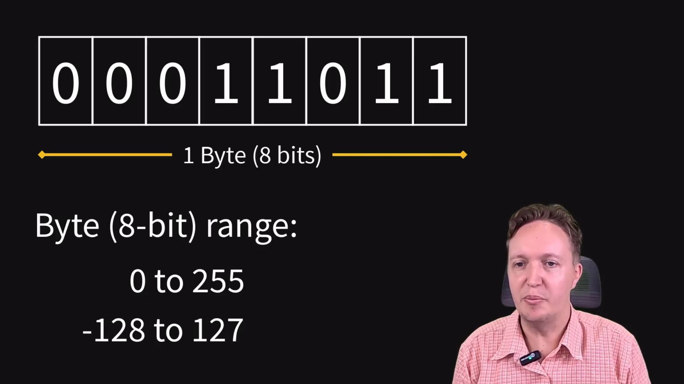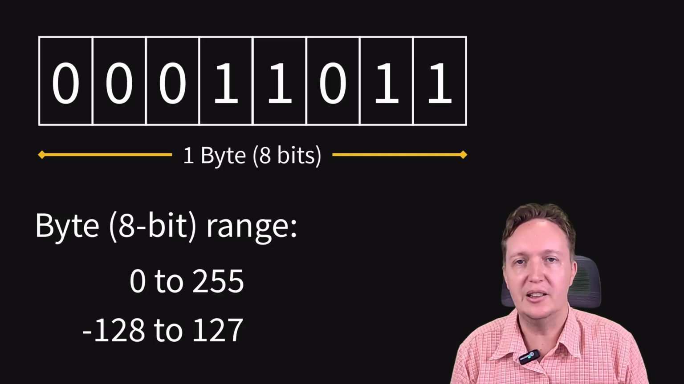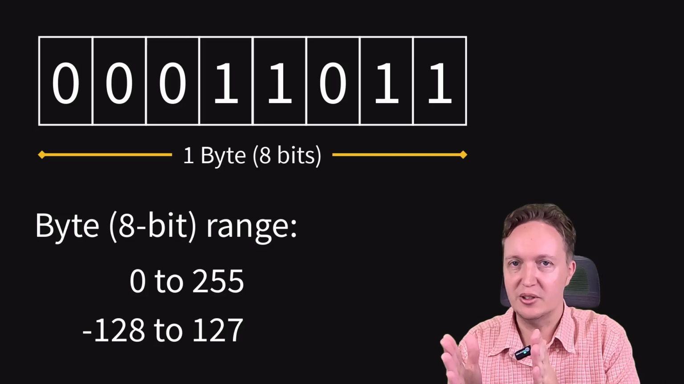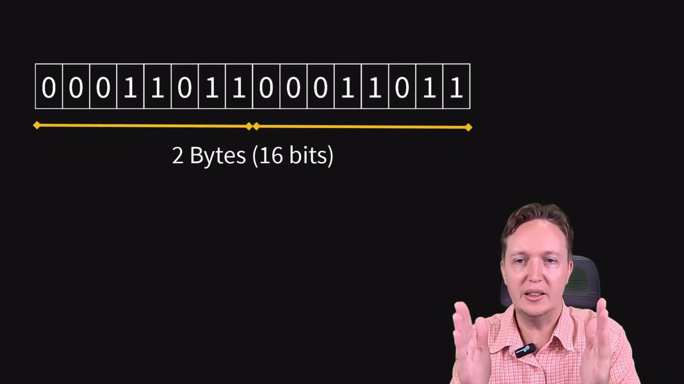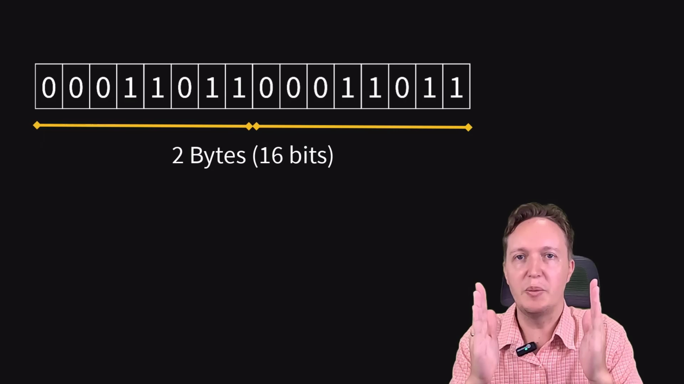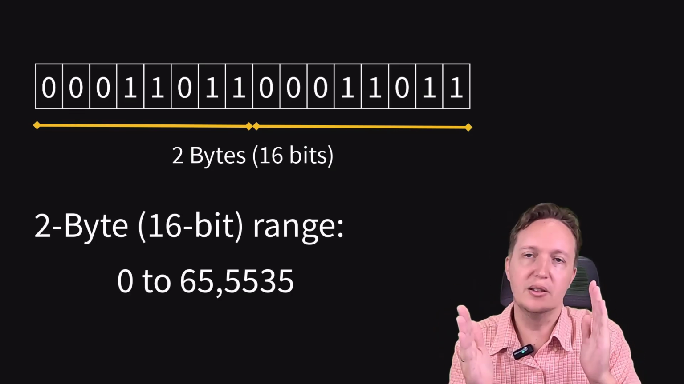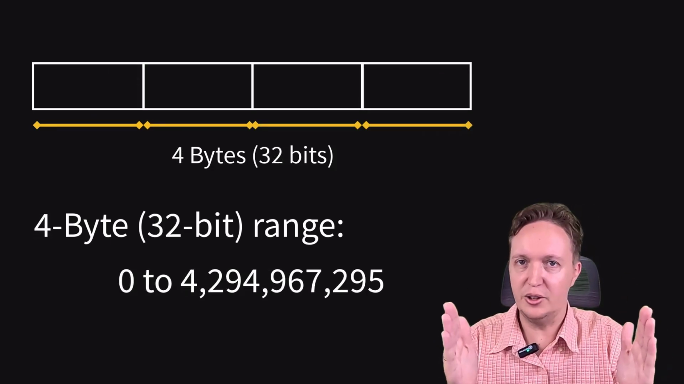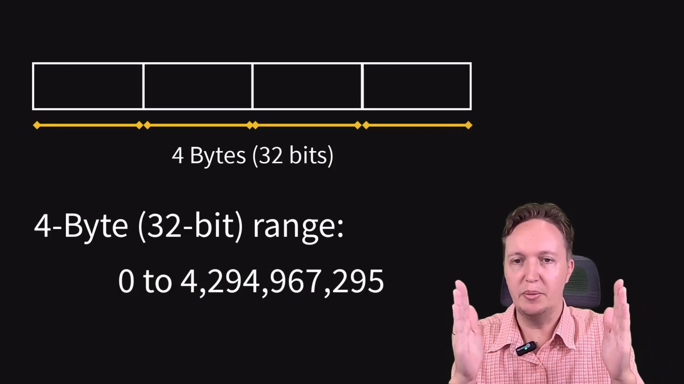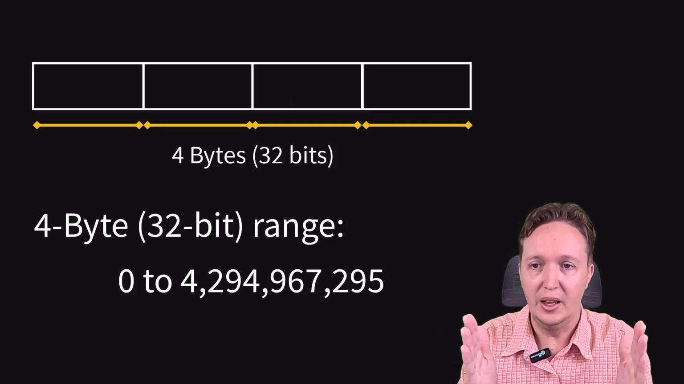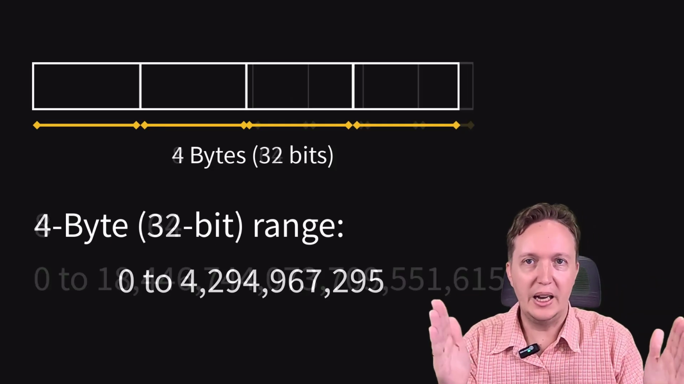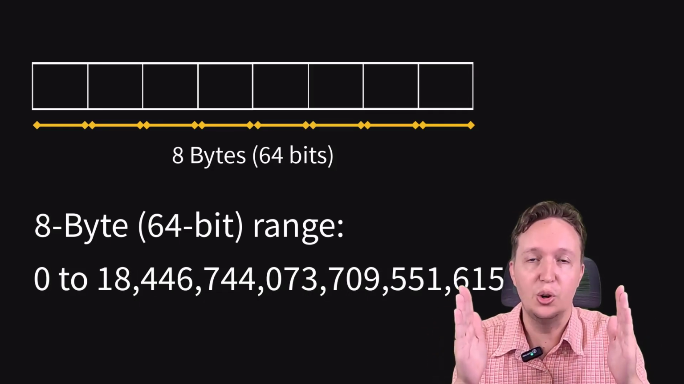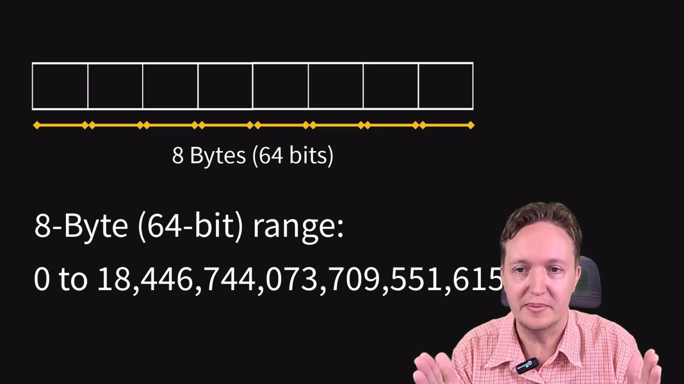But of course, we have much larger numbers. So what happens when you need to represent large numbers? Obviously, you're going to have to use multiple bytes to store it. If you add an extra byte, you get 2 bytes, a 16-bit number. You can represent any number from 0 to 65,535. Double it again to 4 bytes, so 32 bits, and you can go up to just over 4 billion. And if you double it again to 8 bytes or 64-bit, which is what modern computers tend to use, then you can store insanely large numbers.